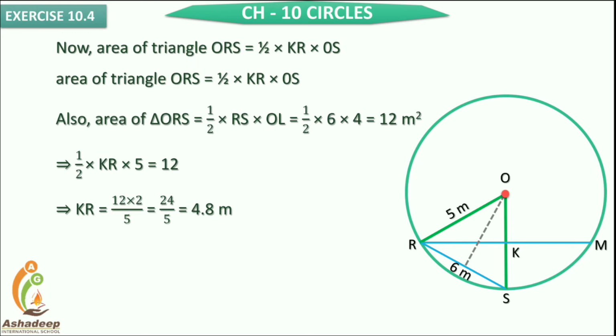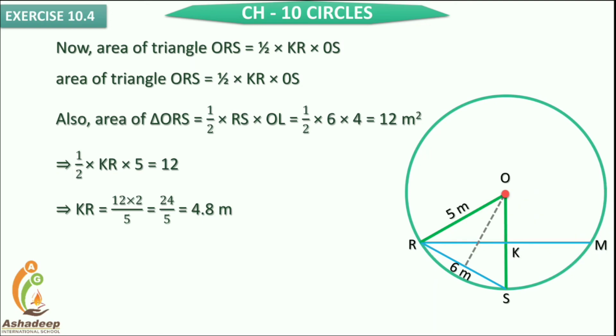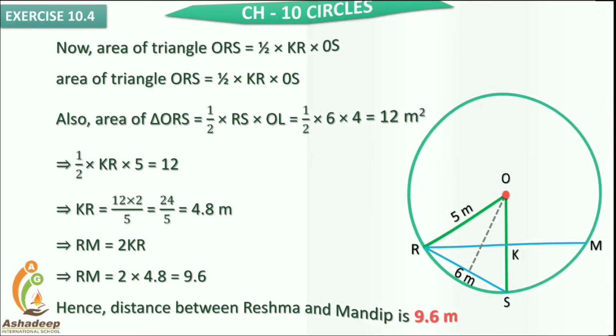So the distance between the, so still we have to find. We just got here the KR, right? Now this perpendicular bisects, so obviously if this is 4.8, then this is also going to be 4.8. So the total distance between Reshma and Mandeep is going to be 9.6 meters. Okay, so that is your answer. Hence the distance between Reshma and Mandeep is going to be 9.6 meters.